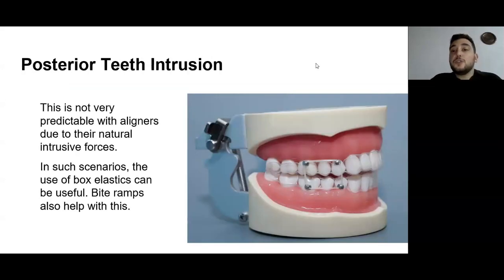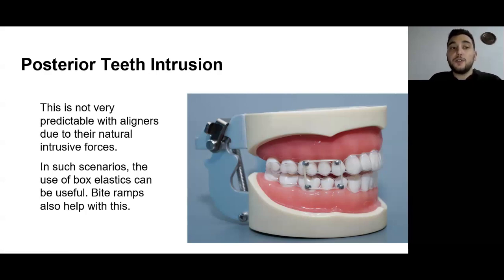Now, for posterior teeth extrusion, as you can imagine, since we said we have a side effect of aligners, we always have an intrusive effect on posterior teeth. It plays against us when we're trying to extrude posterior teeth. This slide, I think, is labeled wrong. It's supposed to say posterior teeth extrusion. I'm sorry about this. So this is not a very predictable movement with aligners due to the natural intrusive force.